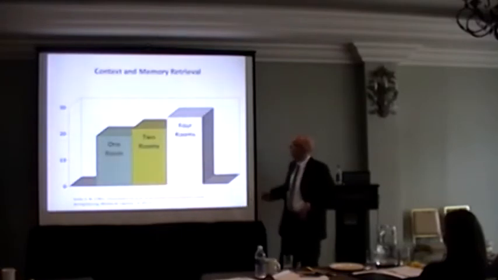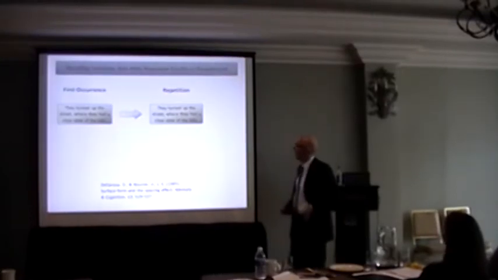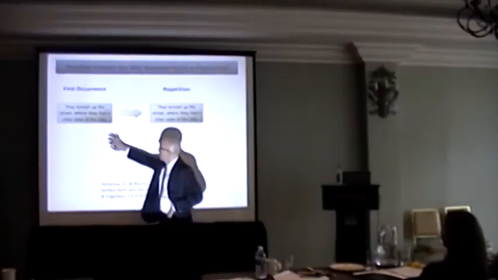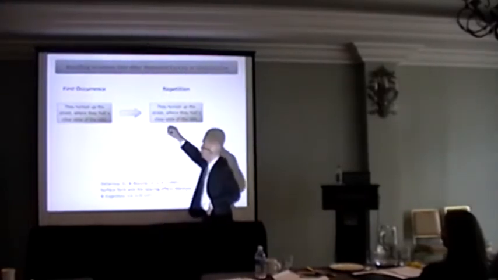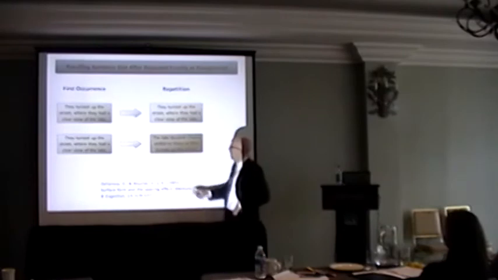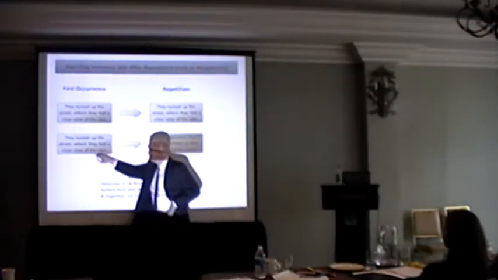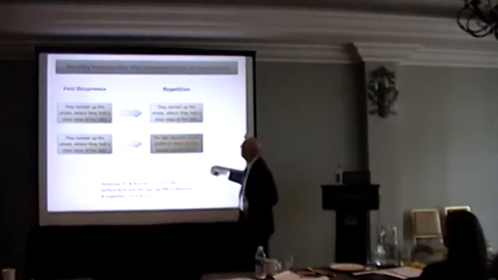Okay, here's the experiment for that. They had people read some writing, and they either repeated it directly or they just changed the wording a bit. So you can read here: they turned up the street where they had a clear view of the lake. The lake became clearly visible to them as they turned up the street.